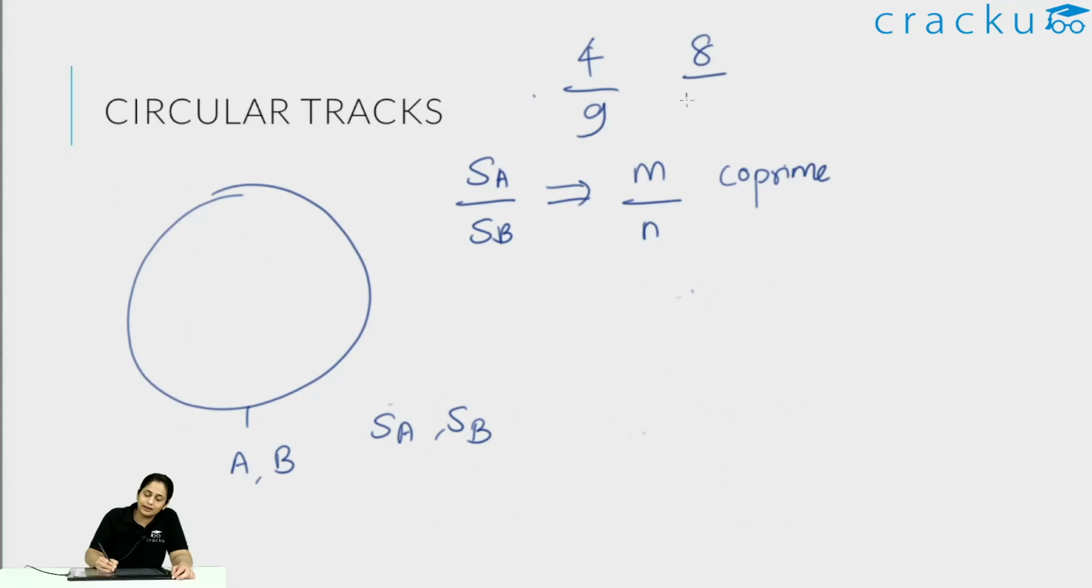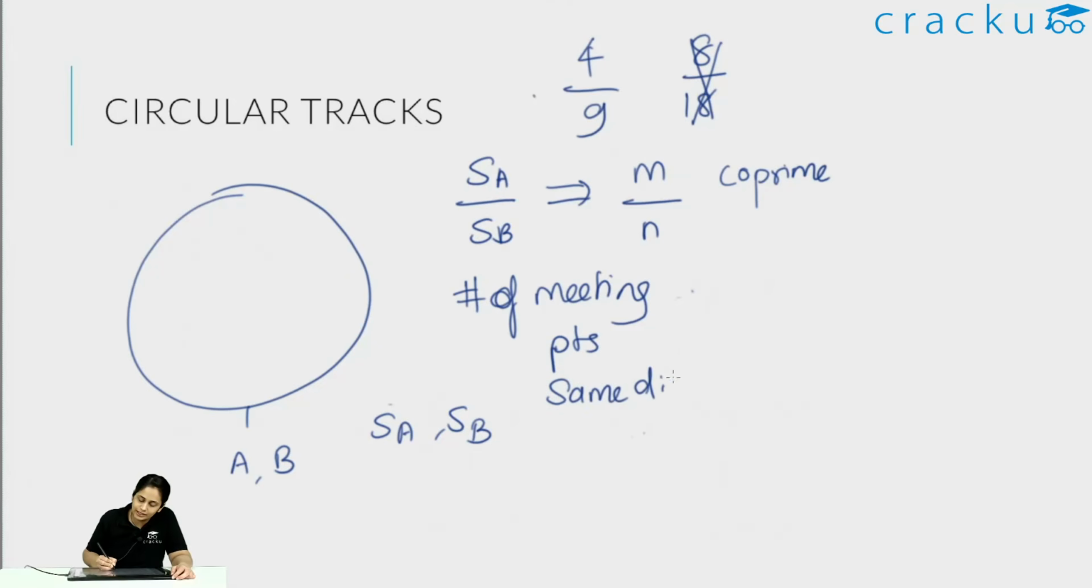8 by 18 would not be a fraction in the lowest form because they still have a factor 2 in common with one another. So you have to convert this SA by SB into the fraction in its lowest form. Now once you have done that, if the runners are moving in the same direction, the number of meeting points is given by modulus of M minus N.